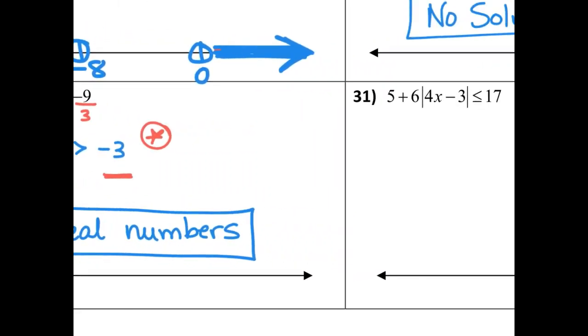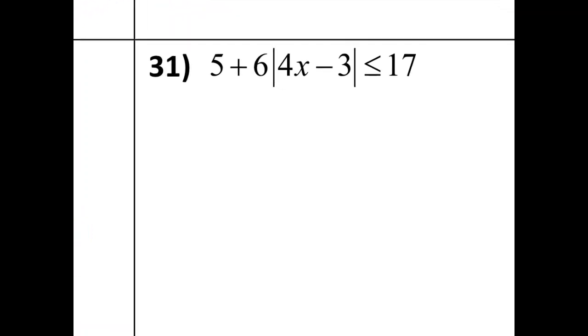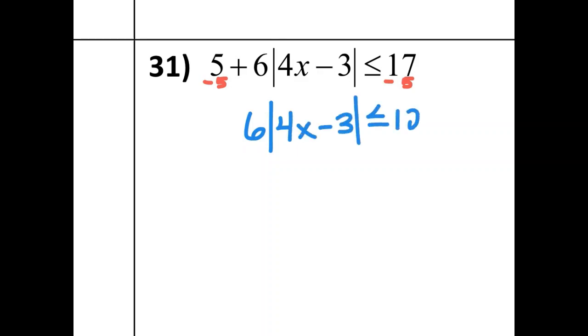And then in 31, we'll have a lot of steps here, so write small. We're going to start by subtracting the 5. I'm going to write that teeny. And so we're subtracting 5 from both sides, and we end up with 6 times the absolute value of 4x minus 3 is all less than 12. Then we're going to divide out the 6 on both sides, and we end up with this absolute value 4x minus 3 is less than or equal to 2.